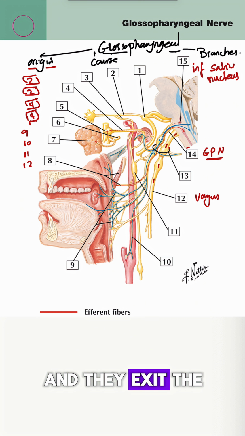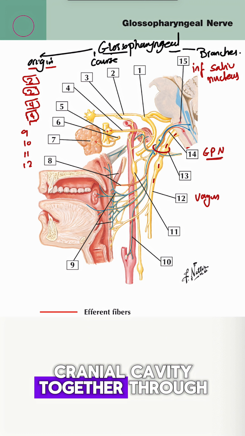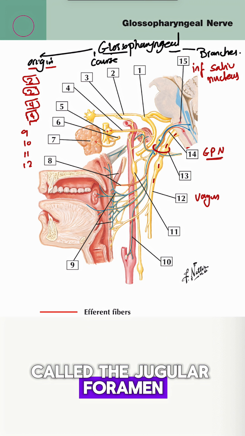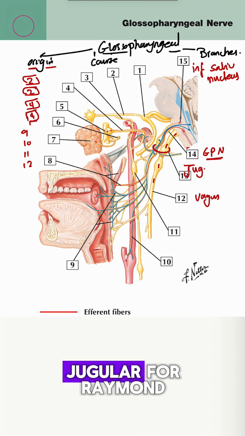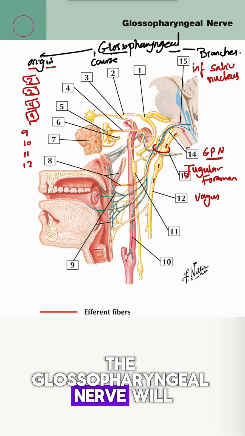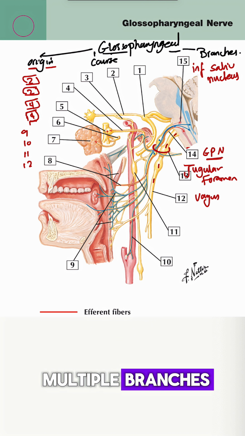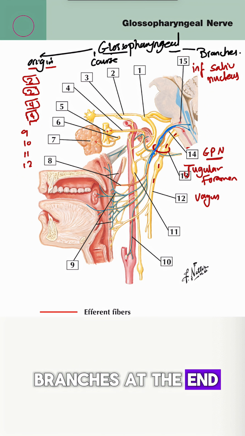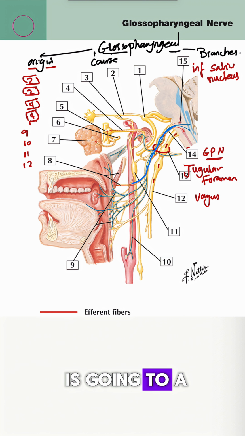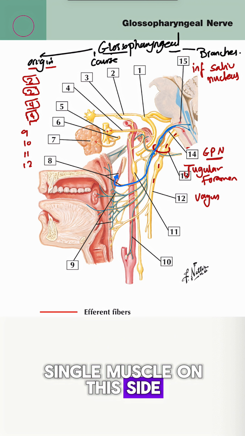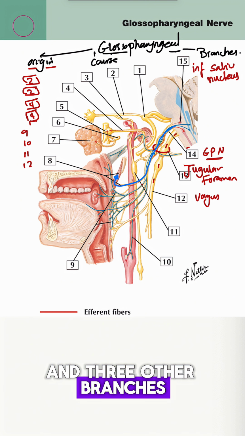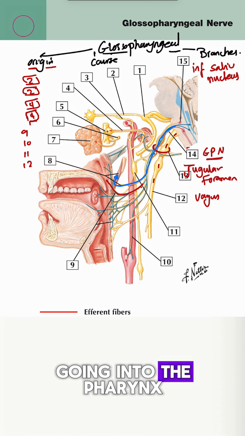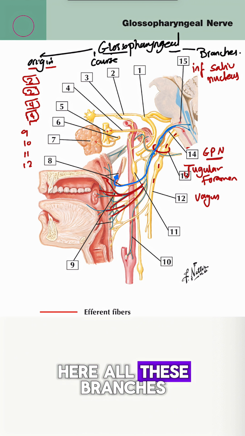And they exit the cranial cavity together through a foramen called the jugular foramen. So 13 is the jugular foramen. The glossopharyngeal nerve will go down and give multiple branches. And most importantly, I'm talking here about 3 branches at the end. You can see one of these branches is going to a single muscle on this side, and 3 other branches, or about 4 branches, going into the pharynx. As you can see here, all these branches.